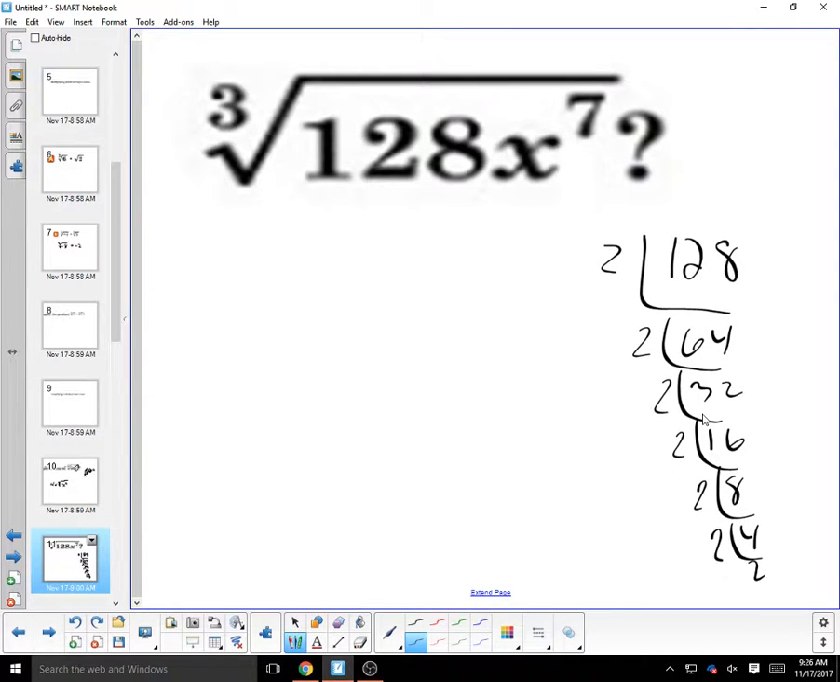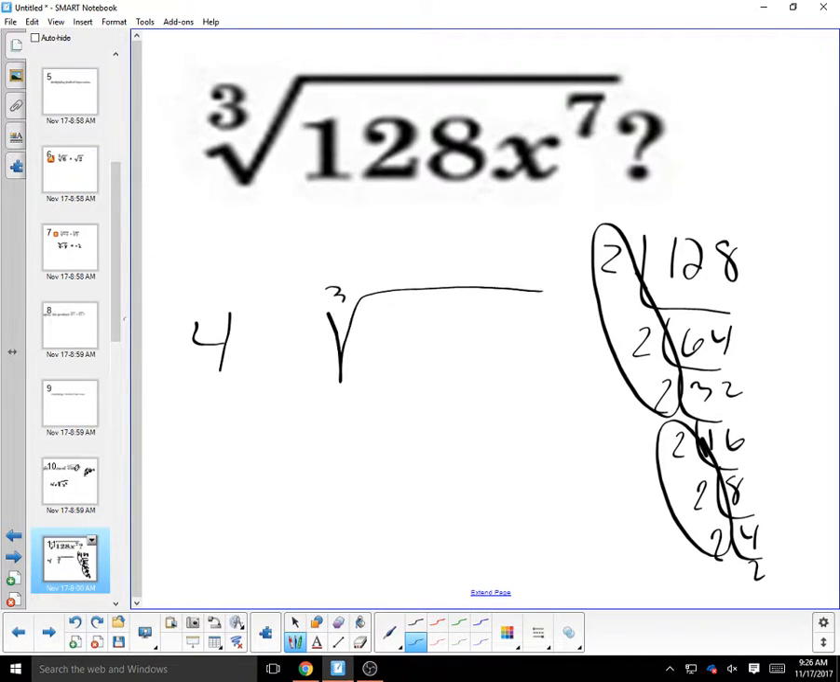I'm circling this in sets of 3, because my index is 3. So there's a set, there's another set. So I get to bring those 2 out, which means I got a 4 outside. Here's my third root of whatever's left over. What is left over there? 2. Okay, you almost threw me off there. All right, so there's the number part.